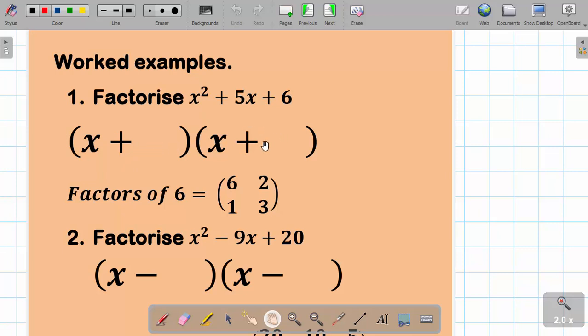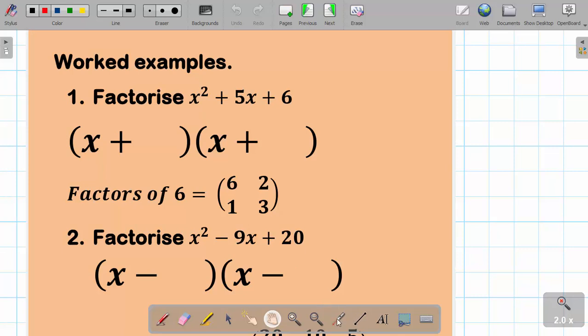Now what do we do? We look for the factors of 6. Factors of 6 are the numbers which multiply to give you 6. For example, 6 times 1 is 6. That's why it appears here. And then 2 times 3 is also 6. But not only being factors of 6, when you add them, they must give you the middle term, which is 5 in this case. So, what is 6 plus 1?